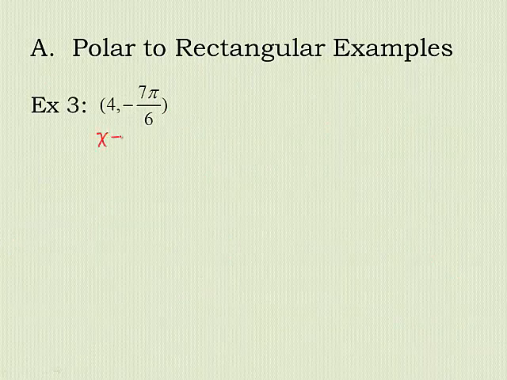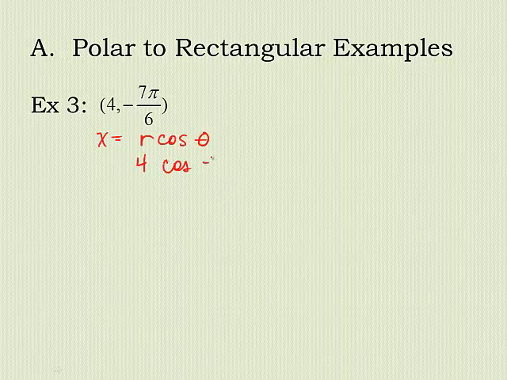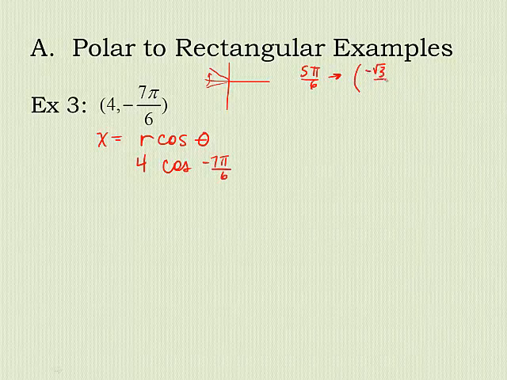All right, x is always r cosine of theta. R is 4, and I want the cosine of negative 7 pi over 6. Now let's think about this. Go back to your unit circle. Where is 7 pi over 6? 7 pi over 6 is down here. But if it's negative, it's really up here. Remember, we flip it over? So it's at the 5 pi over 6 angle, and that gives me the coordinates of negative square root of 3 over 2, positive 1/2. Okay, so those are my coordinates I'm going to use. So the cosine at negative 7 pi over 6 is negative square root of 3 over 2.